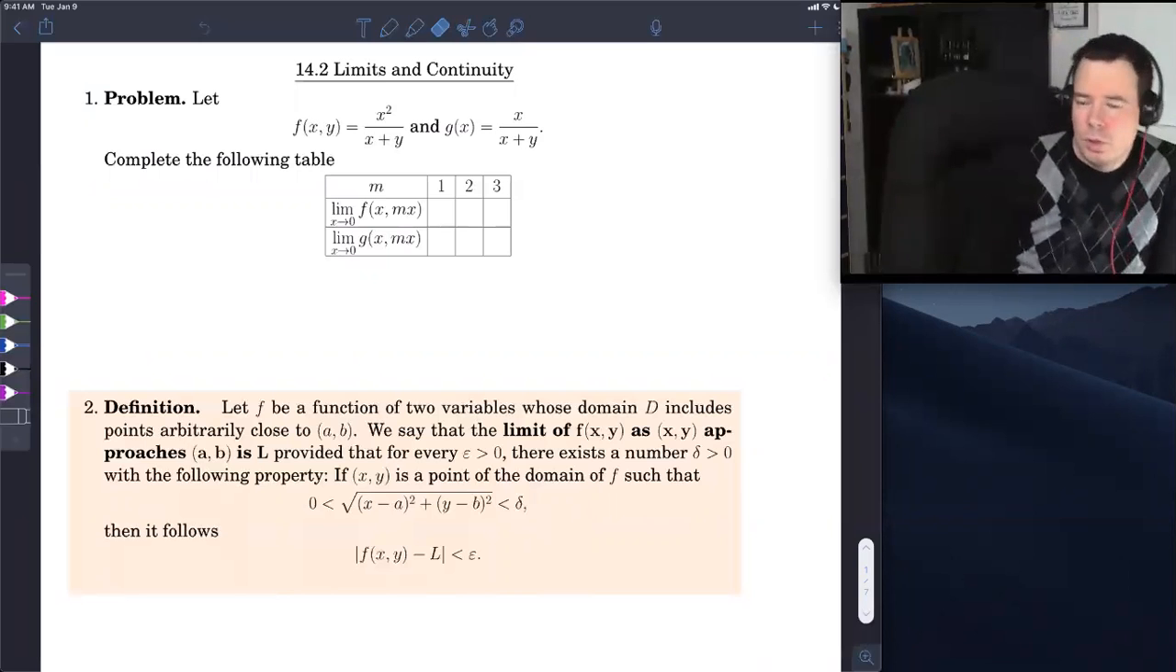We are just getting into chapter 14. We started it last day. Chapter 14 is about multivariable functions, so functions with multiple inputs and a single output. What we did last day was we looked at, for example, evaluating.